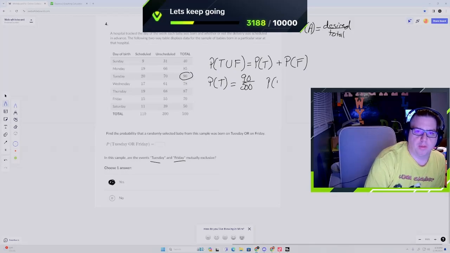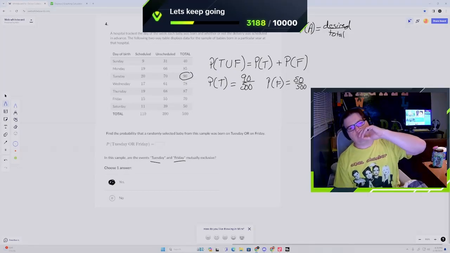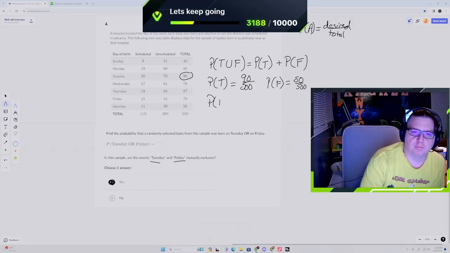Then we need the probability of a Friday. So with that same idea, same logic, we're going to do 50 over 500. Now, we can simplify these. However, I would keep the denominator the same right now before starting to try and simplify this into something that you think looks nicer. But what's the probability of a Tuesday? That was 90 over 500. Plus, the probability of a Friday is 50 over 500.